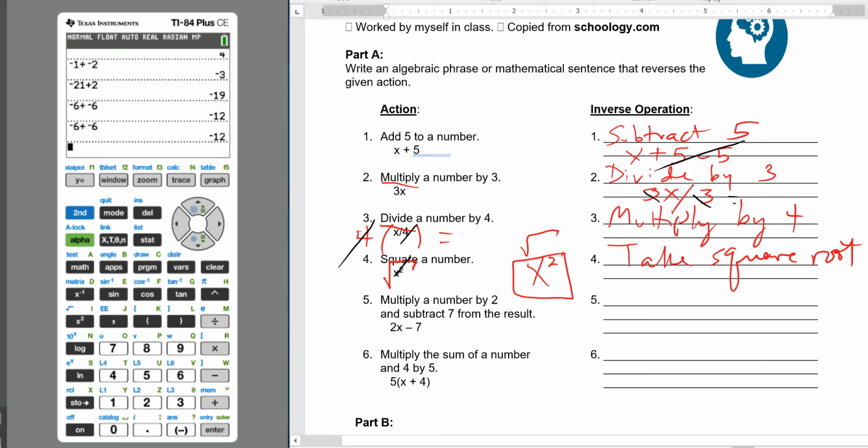Okay, moving on, we see 2 steps here. Multiply a number by 2 and subtract 7 from the result. So if we remember this from the do now, we know that we have to work these steps backward. So first we multiplied by 2 and then we subtracted 7 from the result. So we're going to undo this step first.